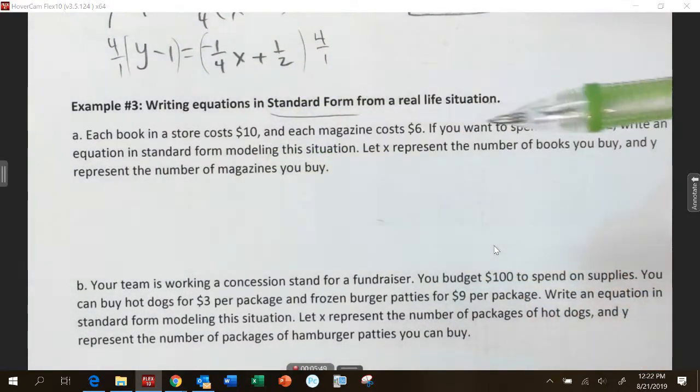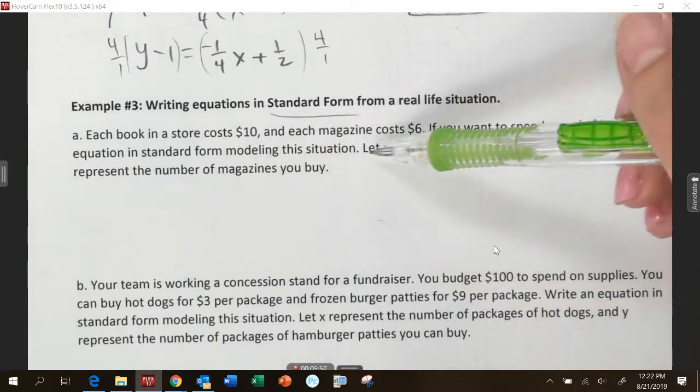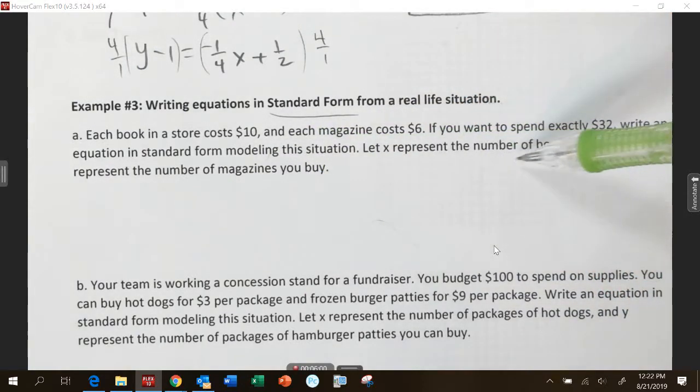Each book in a store costs $10. The magazine costs $6. You want to spend exactly $32. Write an equation in standard form modeling the situation. Let x represent the number of books you buy and y represent the number of magazines you buy. So I've even told you what variables to use and what they represent.